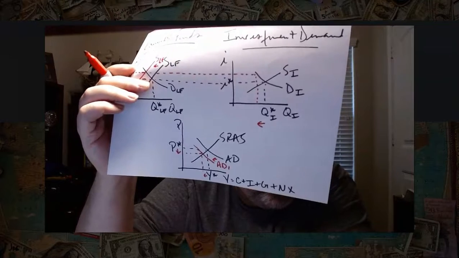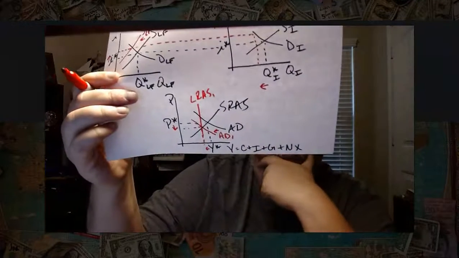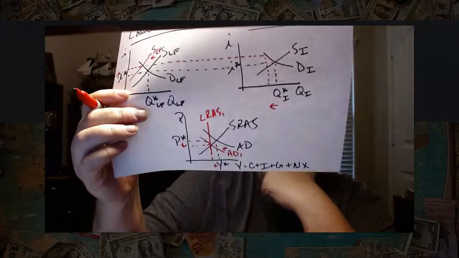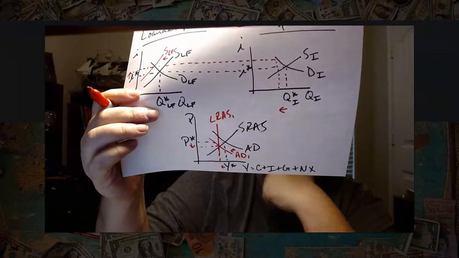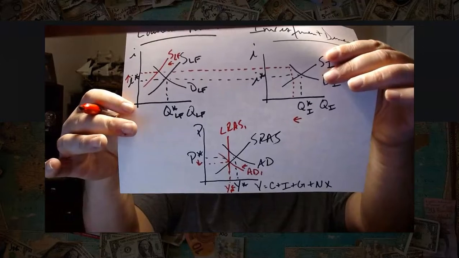All right? In this case, I'll tell you what, I'm just going to go ahead and draw a long run aggregate supply curve and call it LRAS1. All right. And now we're at full employment output. Boom. Prices are lower. We're back in long-run equilibrium where we want to be.